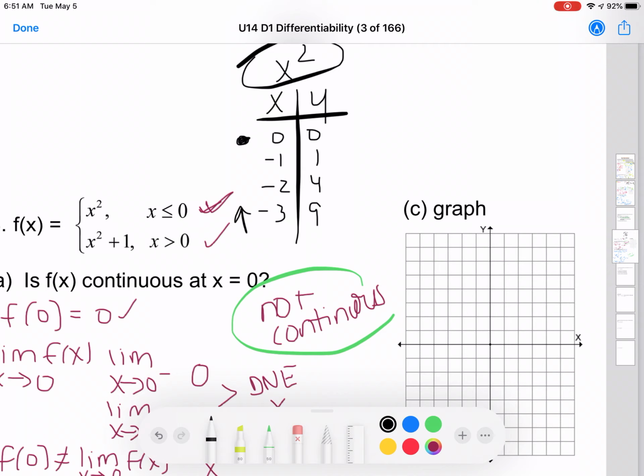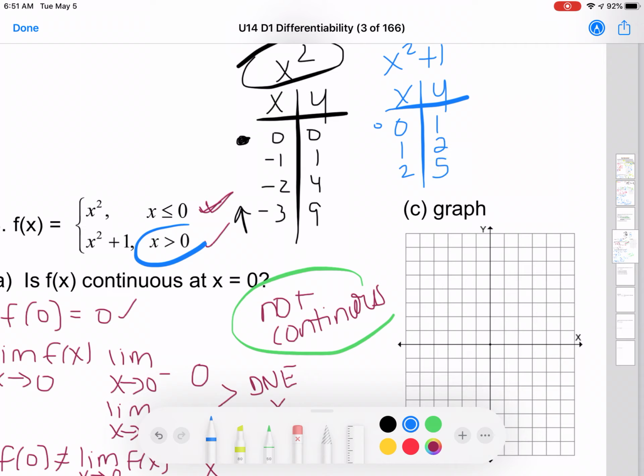Let's make our second table, and then we'll graph everything. So x squared plus 1. And the domain we're using for this one is x greater than 0. So 0 with an open circle, 1, 2. I don't think we're going to be able to fit higher than that, so I'll just stop. So 0 squared, 0 plus 1 is 1. 1 squared is 1 plus 1 is 2. 2 squared is 4 plus 1 is 5.